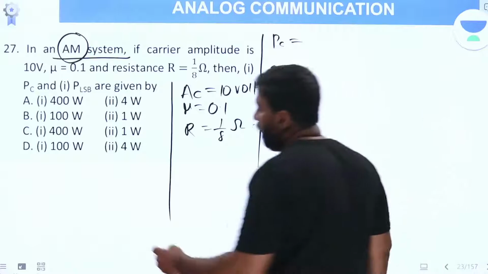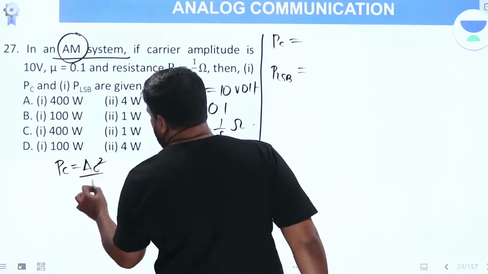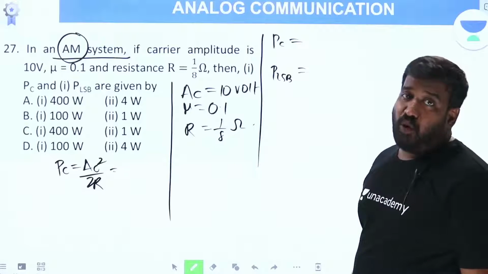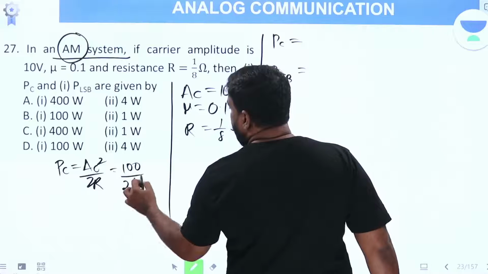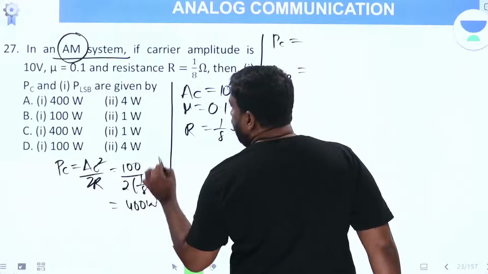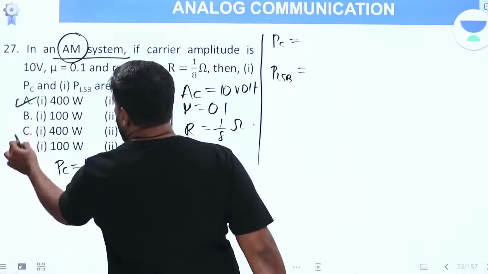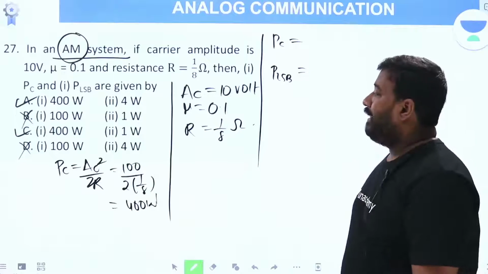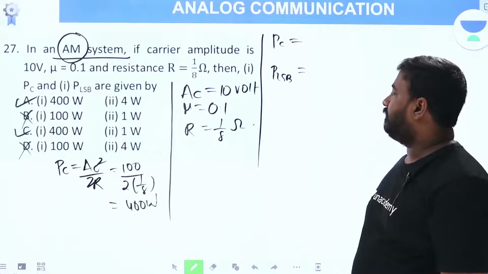What's the formula? The formula for carrier power is Ac square by 2R. Ac is given as 10 volt, so 100 by 2 into 1 by 8. This is 400 watt. Apply the elimination method: it is either A or C. No chance for B and D. Next.